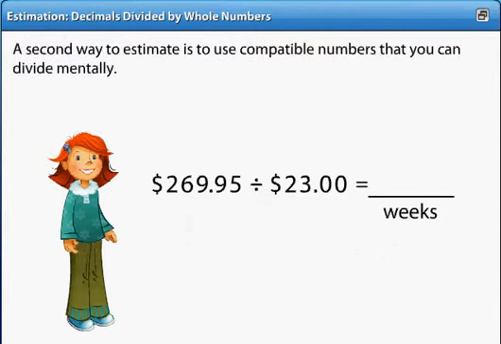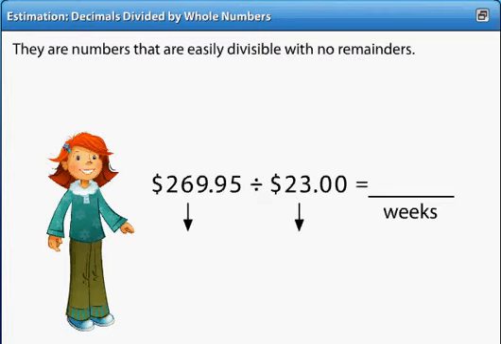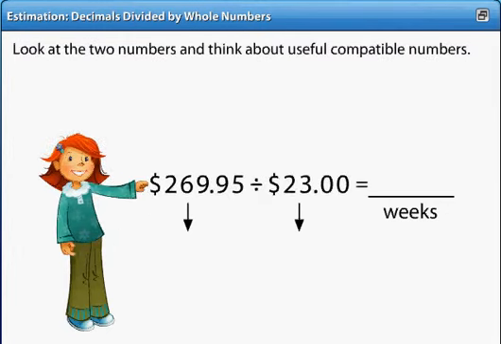A second way to estimate is to use compatible numbers that you can divide mentally. This is what I do, but either way, it's okay. What are compatible numbers? I've heard a lot of teachers and students call them friendly numbers here at Columbia, but it's the same thing. Numbers that can go into each other evenly, and you can do it mentally. That's the whole role here. If you can't do it mentally, then why even bother estimating? You might as well just find the exact answer. They are numbers that are easily divisible with no remainders. Look at the two numbers and think about useful compatible numbers.